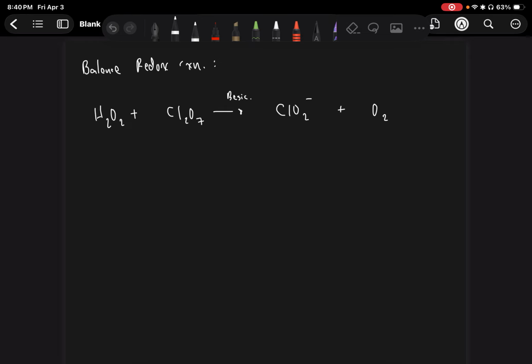Today we're just going to be working on balancing redox reactions. This is going to be under basic conditions. I'll do an acid one tomorrow probably. Yeah, I guess we could just get started with it.